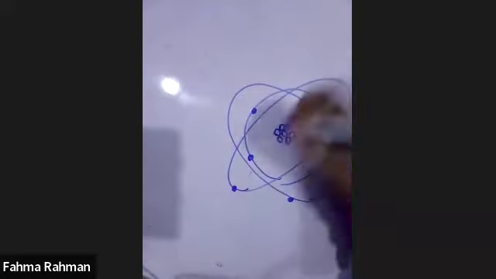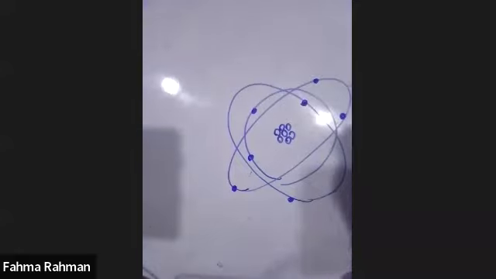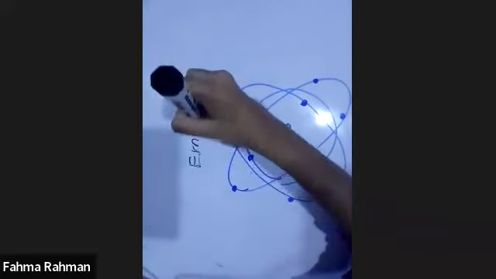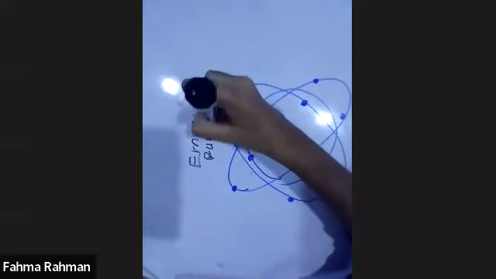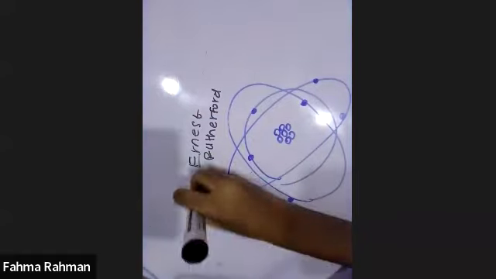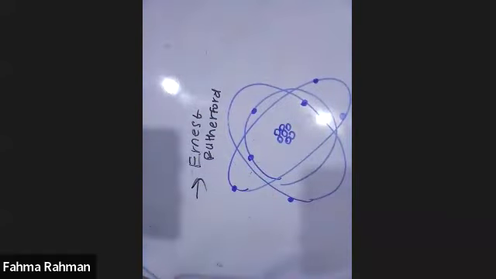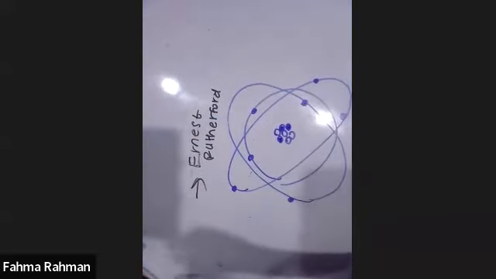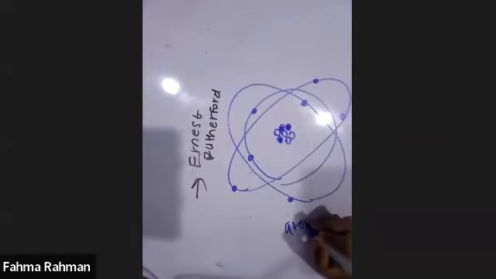Okay, so the planetary model of an atom was introduced by none other than Sir Ernest Rutherford, the pioneer who introduced the planetary model of the atom. Can you see this is the planetary model, or the microscopic view of an atom? This is what I have drawn, an atom.